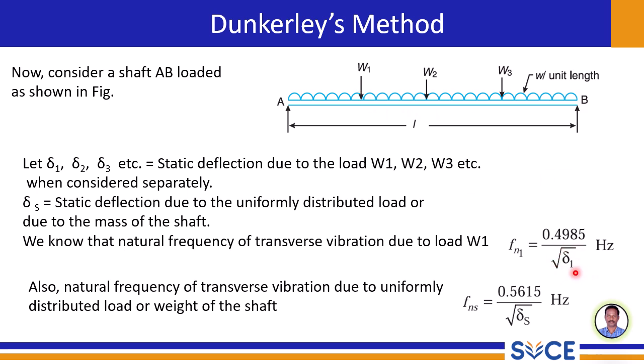In a similar way, the natural frequency of transverse vibration due to the uniformly distributed load, or weight of the shaft, is given as 0.5615 divided by root of del s, that is the static deflection because of the weight of the shaft. These formulas will be very useful to find the natural frequency of the entire shaft system.